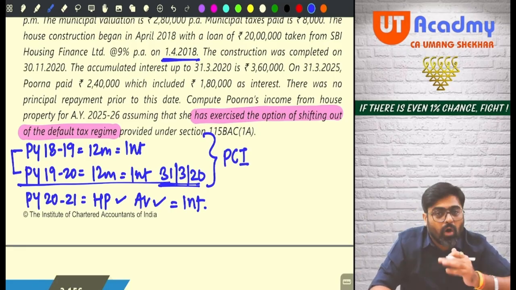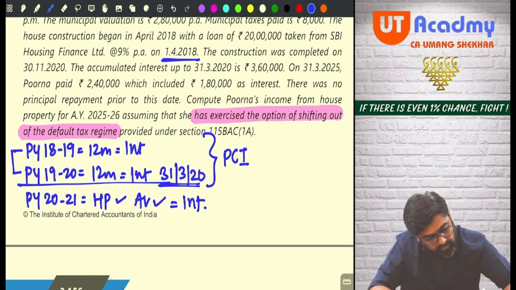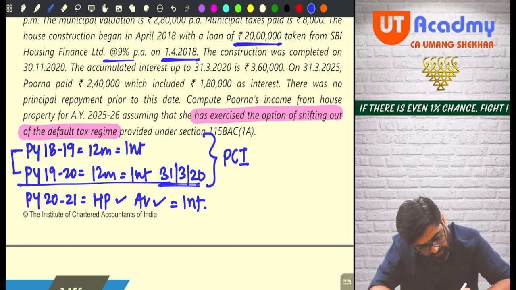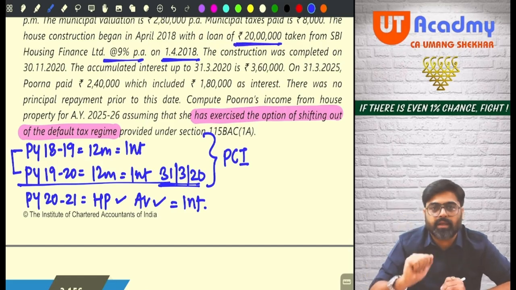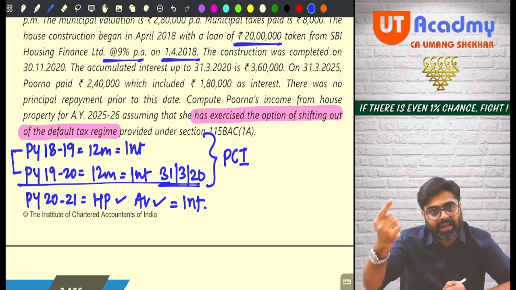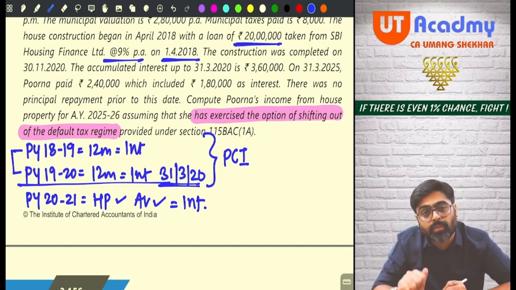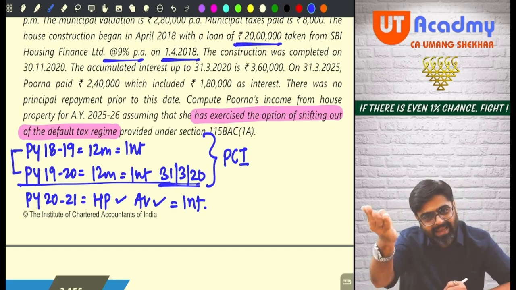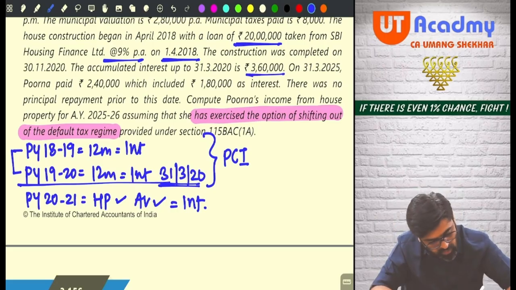So how much interest? 20 lakhs into 9% for the first year and 20 lakhs into 9% for the second year. 1 lakh 80, 1 lakh 80. Total should be how much? 3 lakh 60 that they have only calculated and given to you. Check.